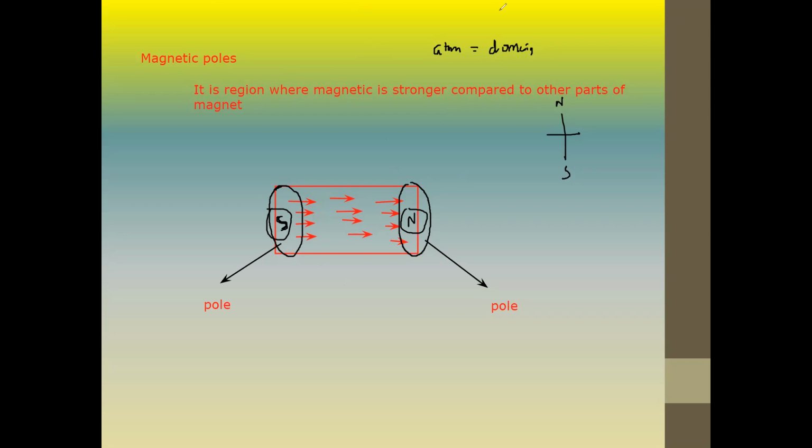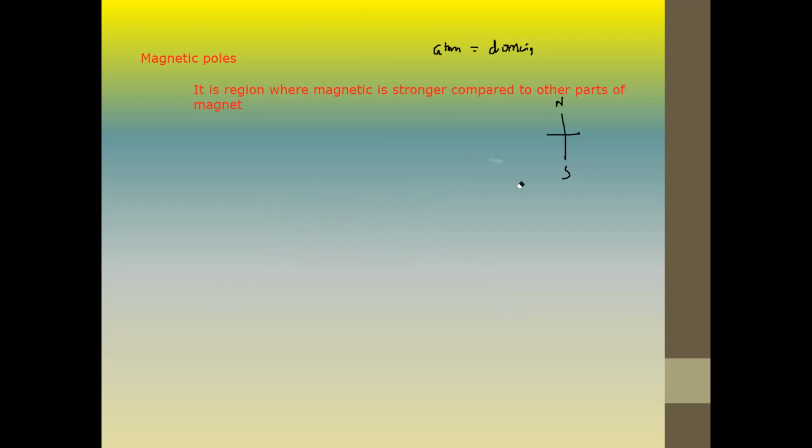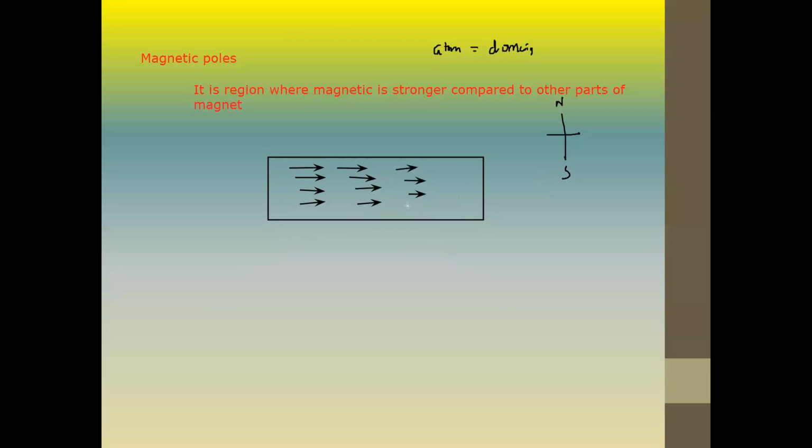For example, if you have a permanent magnet, there are regions where the magnetic field is stronger than any other part, and we call those poles. For example, if the red shade is representing the south pole and the blue shade is representing the north pole, so we have a south pole and a north pole.